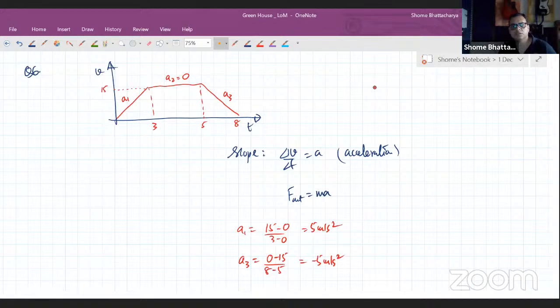Is this clear, Shweta, how to calculate the acceleration from the graph? Okay. And then you just apply Newton's second law. Once you know the acceleration, multiplied with mass, you'll get the force. Okay.